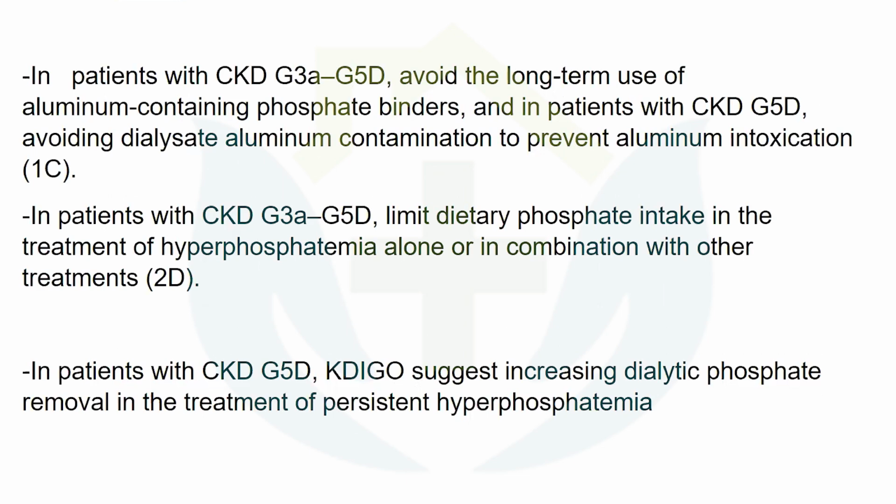So among the phosphate binders, we usually choose phosphate binder based on the calcium and phosphorus levels. If a patient has a high calcium level, we usually choose non-calcium containing phosphate binder, either sevelamer carbonate or lanthanum. And patients with low calcium, we can either use calcium carbonate or calcium acetate.